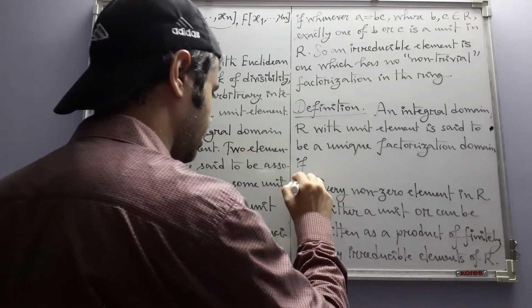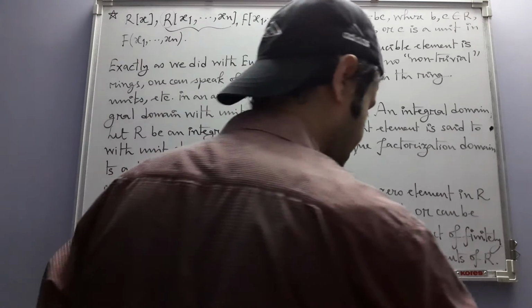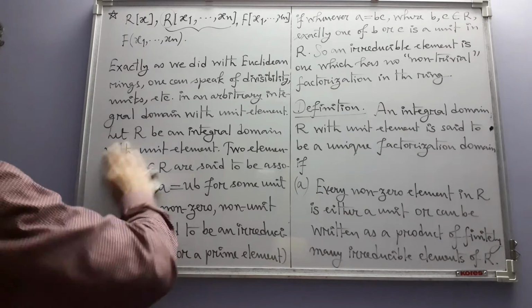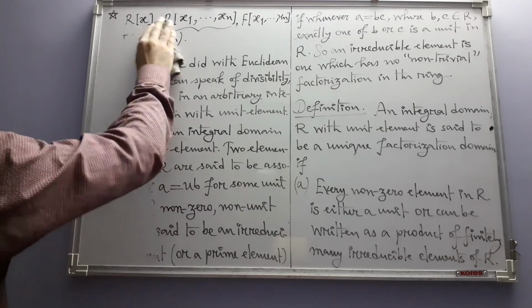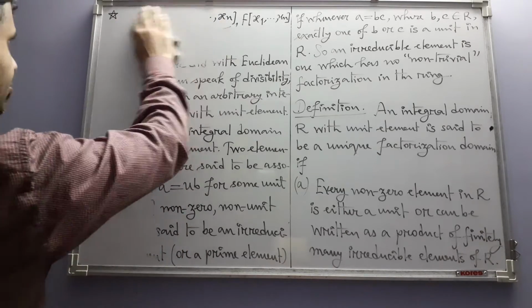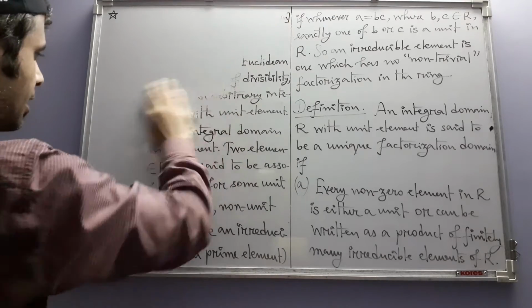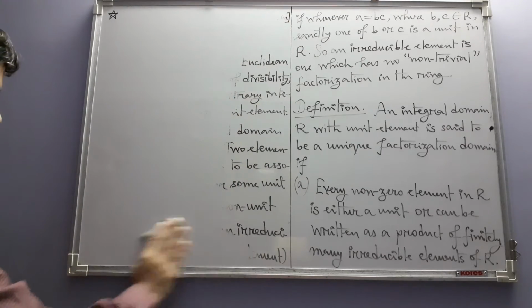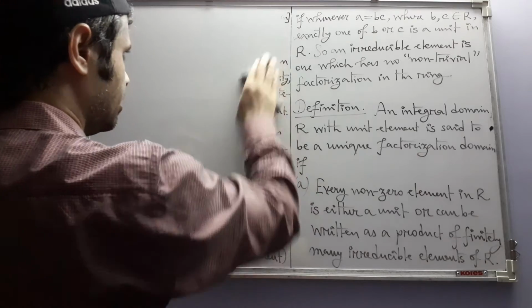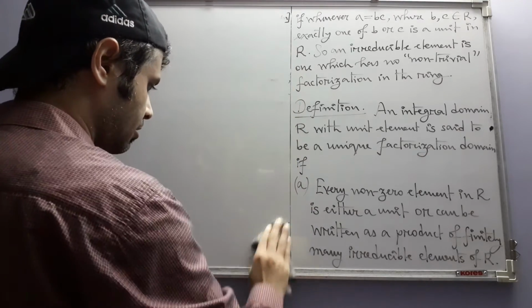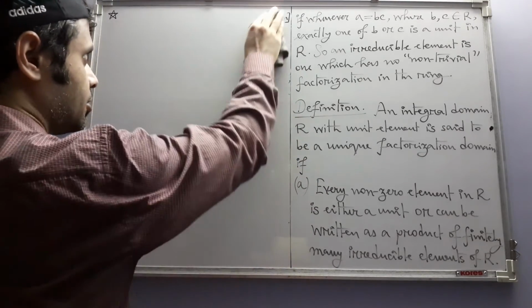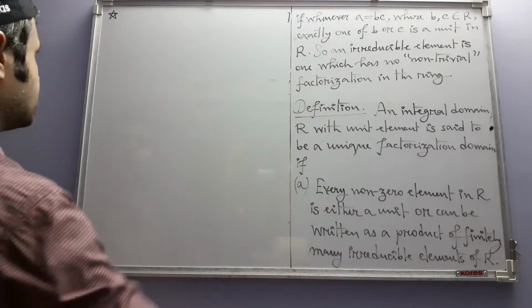Let's call this (a). This is the first condition, that every non-zero element is either a unit or is factorizable as a product of irreducible elements of R. And the second condition is that this decomposition is unique in a sense.